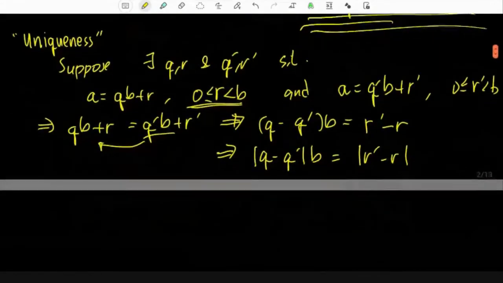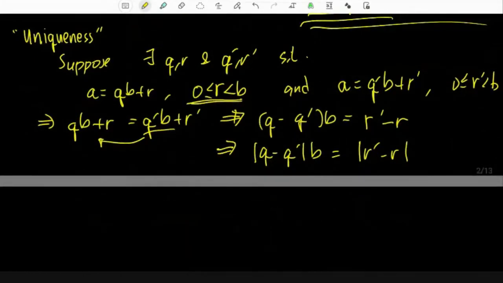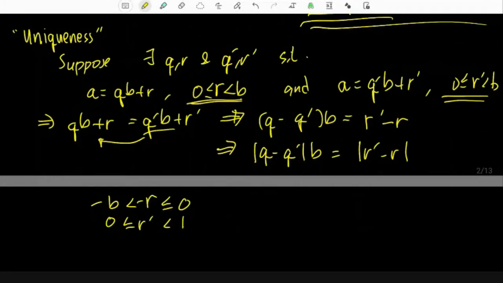So we can rewrite that restriction this way. Pwede nating i-multiply ng negative 1, so mababaliktad yung inequality. Magiging negative B less than negative R less than or equal to 0. Di ba ganun naman ang rule of inequality? When we multiply a negative number, the inequality is reversed. Tapos ito, 0 is less than or equal to R prime less than B. So, when you add these two inequalities, magkakaroon tayo ng negative B less than negative R plus R prime less than B. So, yung negative R plus R prime pala ay between negative B to B. Right? Between negative B to B.